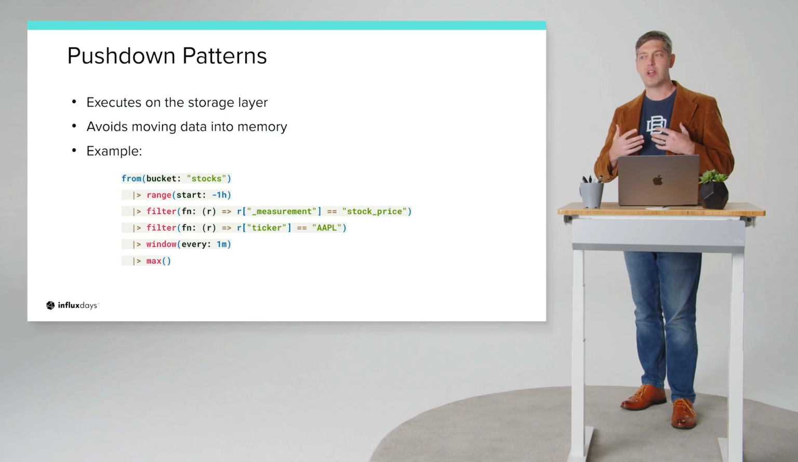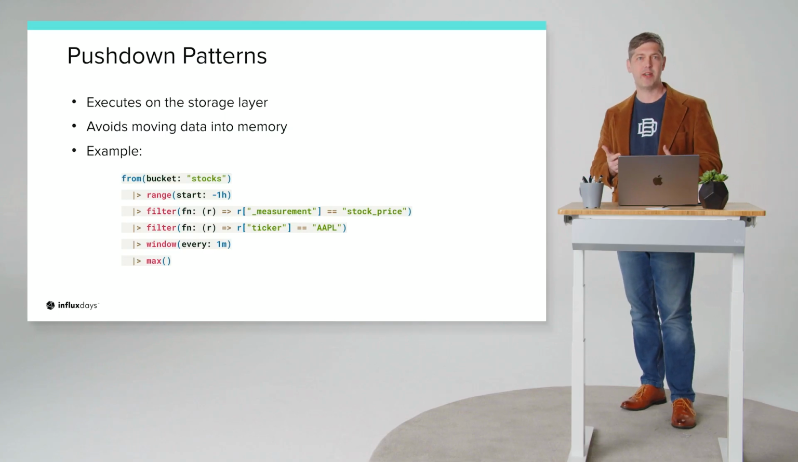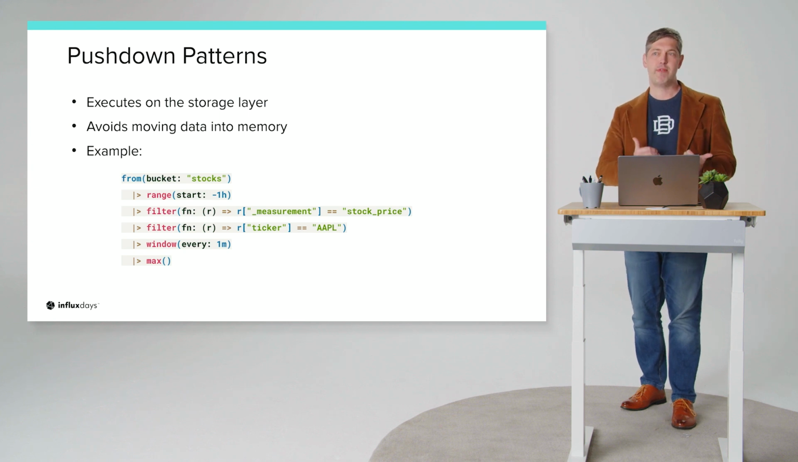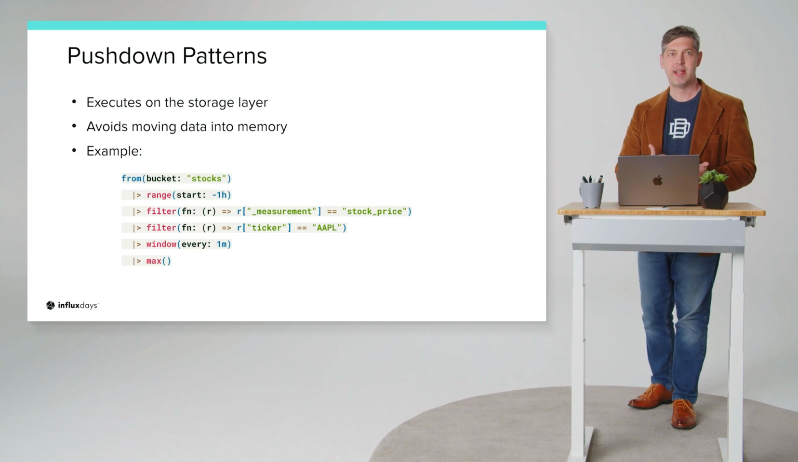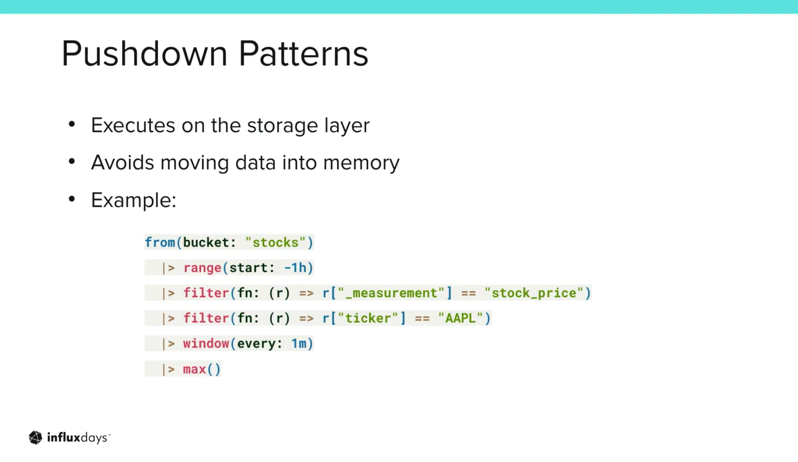Another thing that Flux offers is what we call pushdown patterns. Pushdown patterns are a way to take parts of your Flux query and run it at a much lower level than it would normally run, down at the storage level where your data is actually saved. By doing this, we avoid reading data off of that level and up into the server's memory before we start doing the operations on it. This makes the query a lot faster and a lot more performant for you.